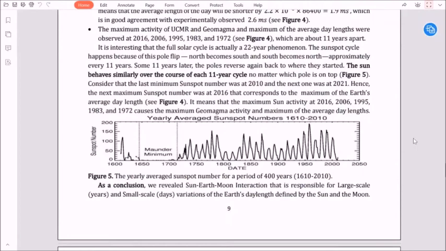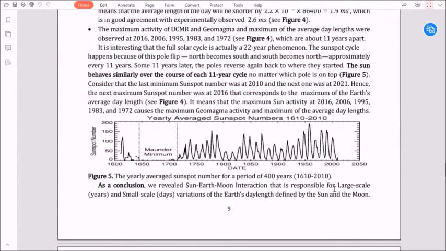It is interesting that the full solar cycle is actually a 22-year phenomenon. The sunspot cycle happens because of this pole flip. North becomes south and south becomes north approximately every 11 years. Some 11 years later, the poles reverse again back to where they started. The sun behaves similarly over the course of each 11-year cycle, no matter which pole is on top.